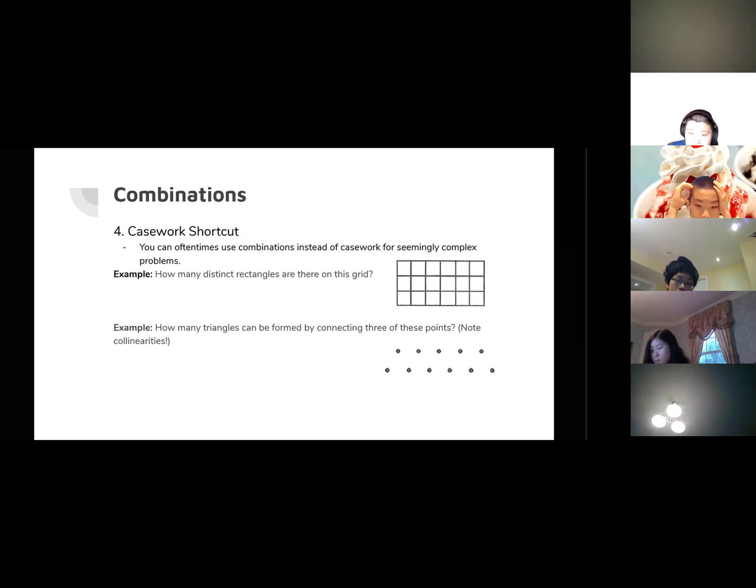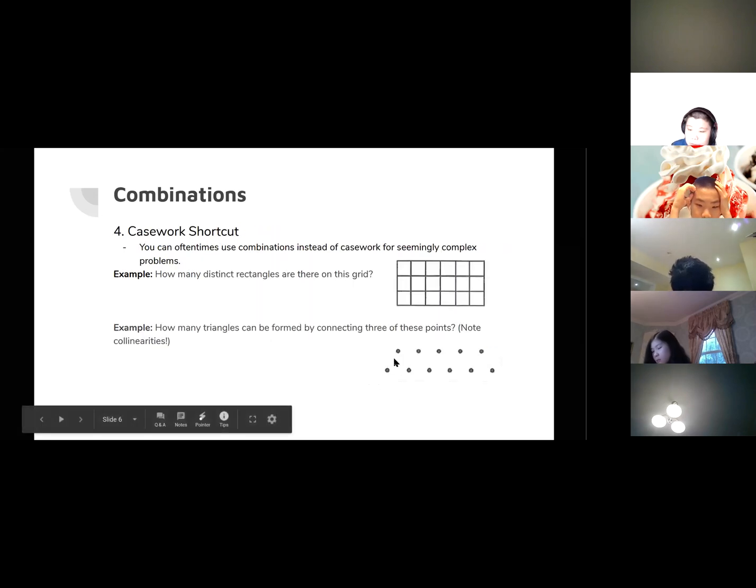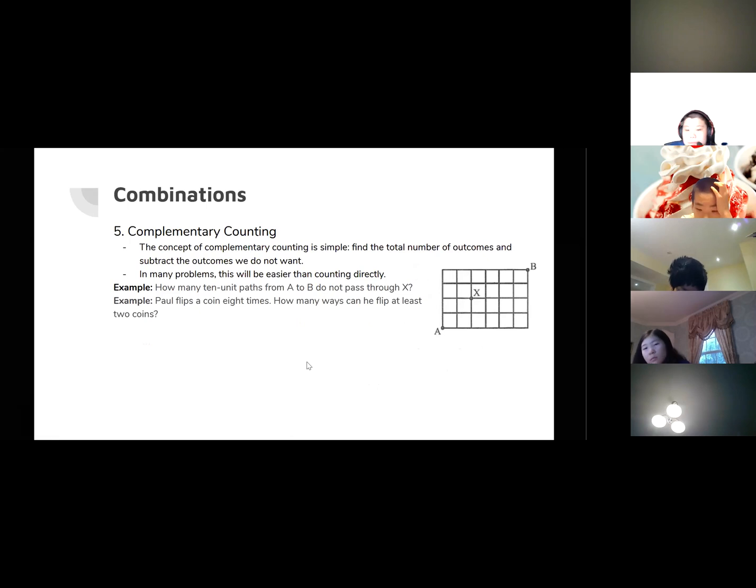Because in those cases, we're finding the ways that we could get any 3 points, and then we're subtracting the ones we don't want. In these cases, the ones that we don't want are the ones that don't form triangles. Oh yeah, in both cases, they don't form triangles. So in many problems like this one, for example, it's going to be slightly easier than counting directly, because otherwise you have to get into casework and it's kind of annoying.